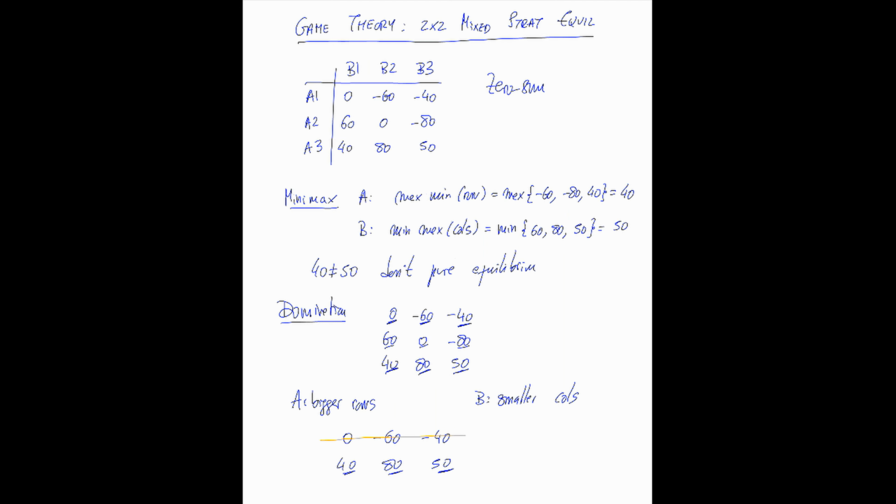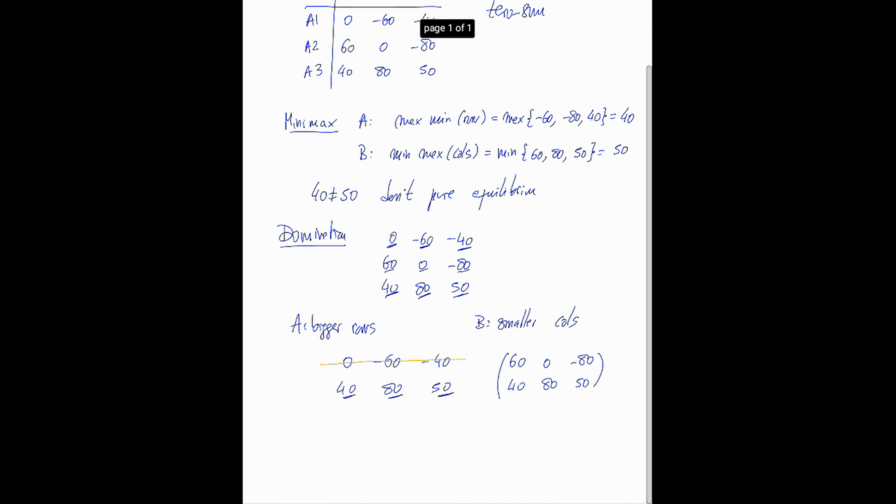Our matrix gets reduced to 60, 0, minus 80; 40, 80, 50. We cannot compare the rows here: 60 is better than 40, but 0 is less than 80. So let's look for B. B wants smaller columns. 0 is less than 60, but 80 is more, so they are not comparable. Minus 80 is less than 60, and 50 is more than 40, so they are not comparable.